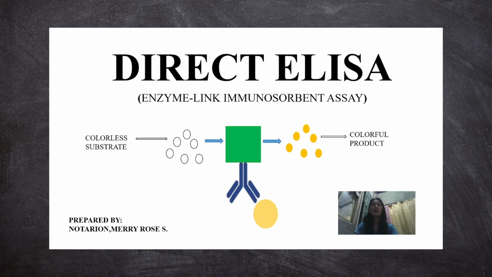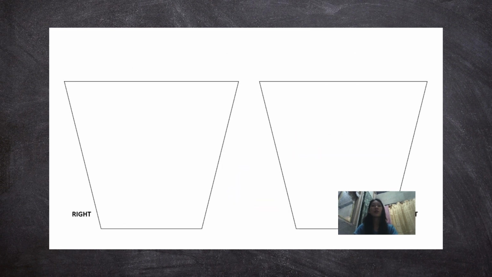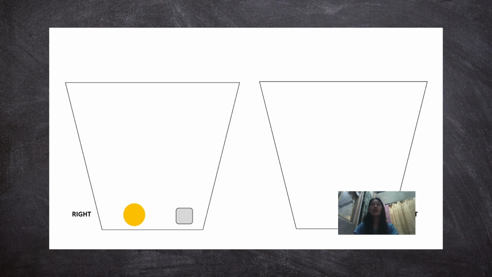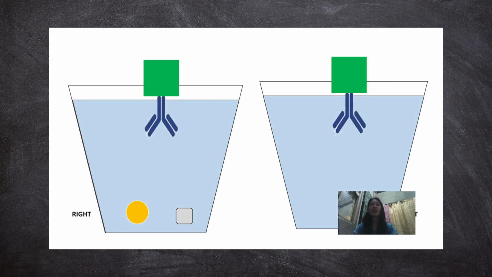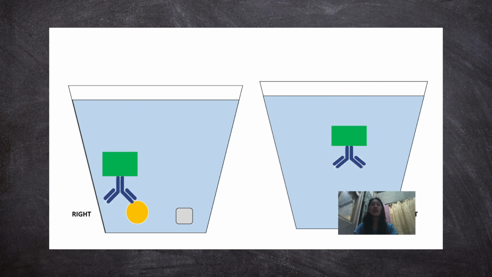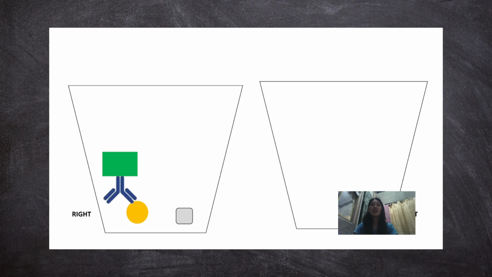In direct ELISA, the antigen is immobilized on the bottom of the microtiter plate. On the right, the sample contains the target antigen, which is the orange. The left serves as the control and contains only proteins. Now the antibody solution is provided. The specific antibody is designed to recognize the antigen and forms a non-covalent bond. After washing, it remains bound, whereas the antibody is washed out in the control, on the left side.